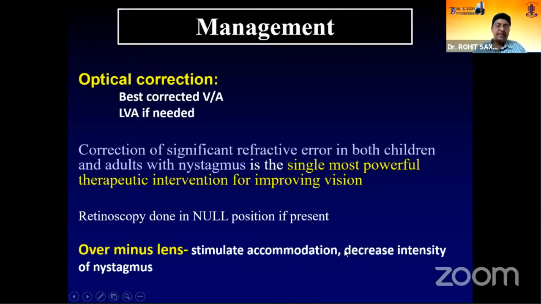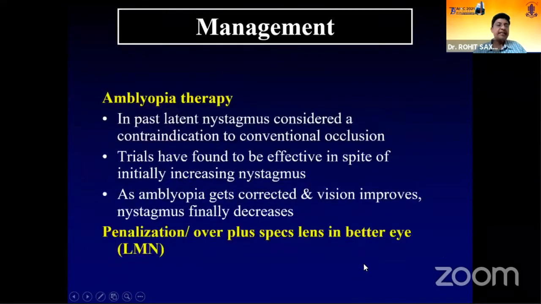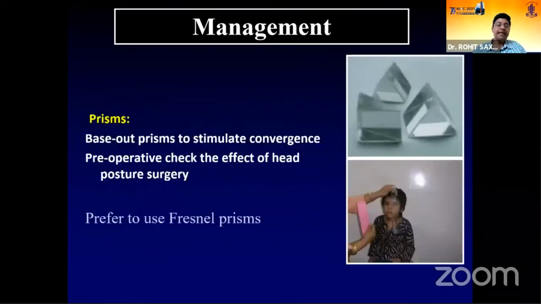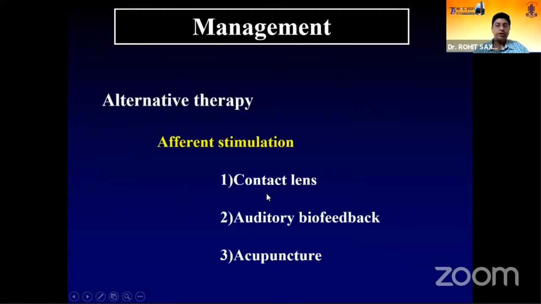Over minus lenses here in infantile nystagmus is also possible. Like we talked about, their accommodation actually decreases the nystagmus. Amblyopia therapy is extremely essential. You can dampen the latent component or dampen the manifest component and make it latent. Prisms can be used, base out prisms to stimulate convergence, or preoperatively measure the head posture so that you can check the amount of intervention you need to do.